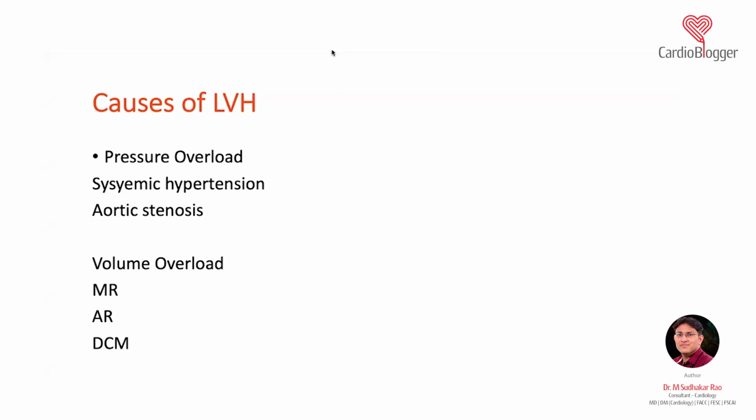Then you have a strain pattern, meaning tall R in V1 with ST depression in V1 to V3. Then you have other features like S1, Q3, T3. You may see features like that. And then indirectly it will enlarge the right atrium in the long term, not in the acute term. Then you'll see features of right atrial enlargement like P pulmonale and QR in lead V1. So those are the things which you have to see in patients with pulmonary artery hypertension.